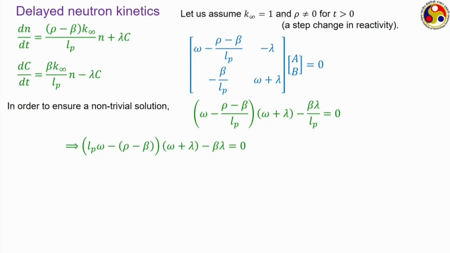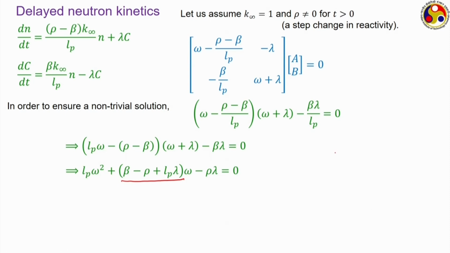Then we are simplifying the terms, that is, we are multiplying the first with omega and then with lambda and then combining the terms. Whatever we are getting, we are rearranging into the form of a quadratic equation where omega is the variable, and we have LP into omega square plus this quantity in the bracket into omega minus rho lambda as the third term.